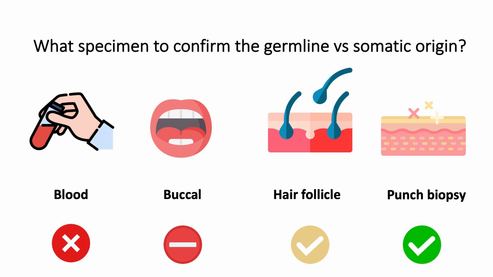Hair follicles are great. They are not that invasive, but it is very difficult to actually extract DNA in the laboratories, given how small the specimen is. So it can be used in highly developed and advanced labs. Finally, the gold standard is the punch biopsy, a skin biopsy, basically. It's a little bit invasive, but this is the gold standard to confirm germline mutation in hematological disorders.